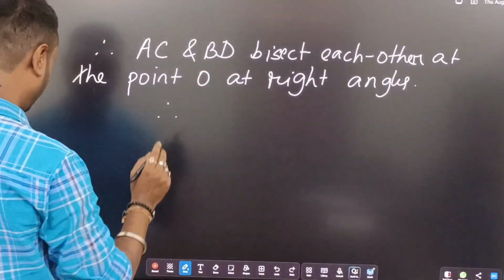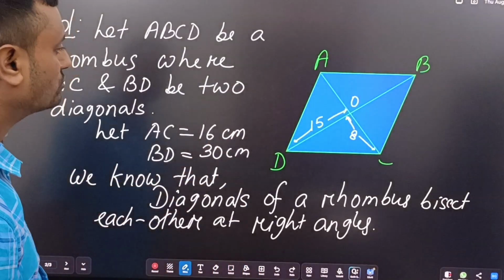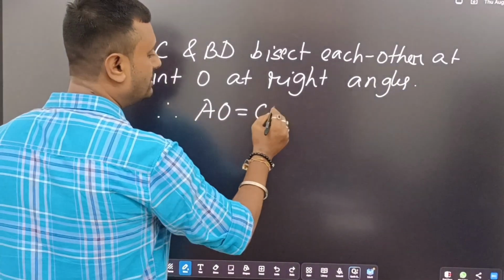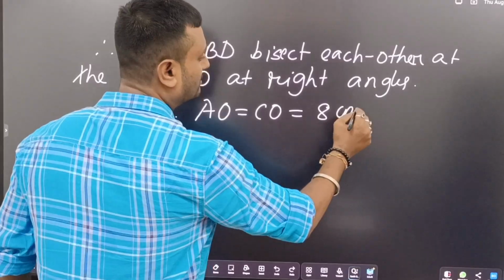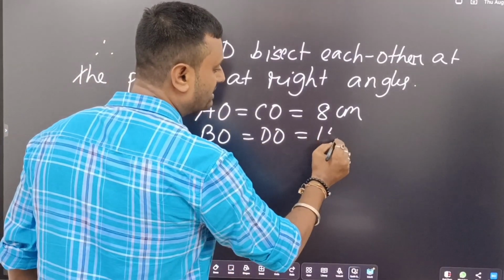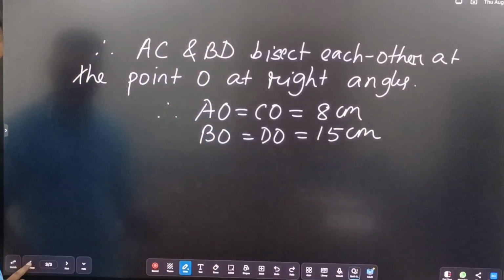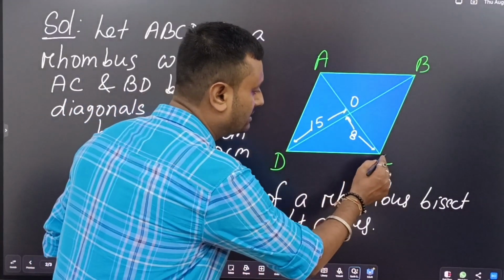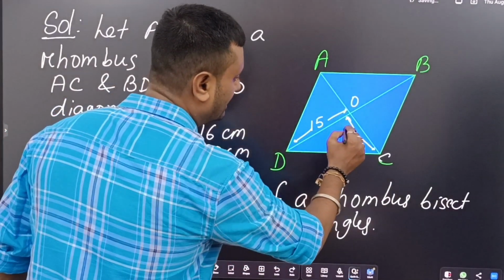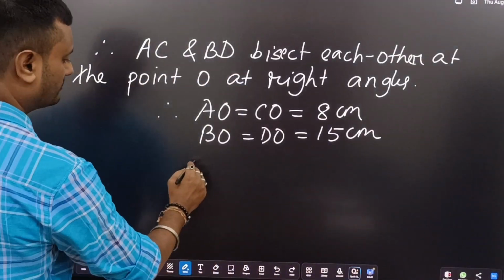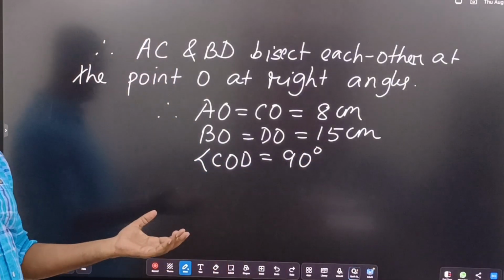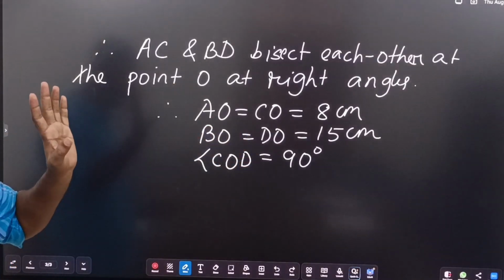So therefore you can say AO equal to CO equal to what? 8. Therefore AO equals CO equals 8 centimeter. Similarly, BO equal to DO equal to what? 15 centimeter. And you can take any one triangle. We can take this triangle COD. So this angle is what? 90 degree. Angle COD equal to what? 90 degree.